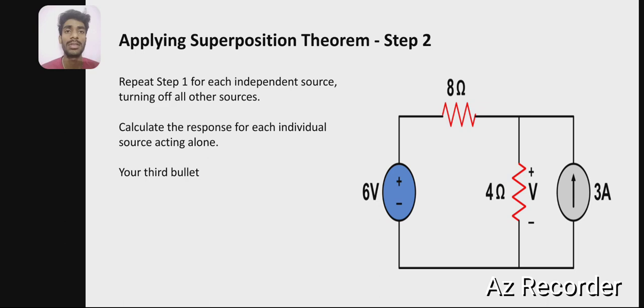Applying superposition theorem. Step 2. Repeat step 1 for each independent source, turning off all other sources. Calculate the response for each individual source acting alone.